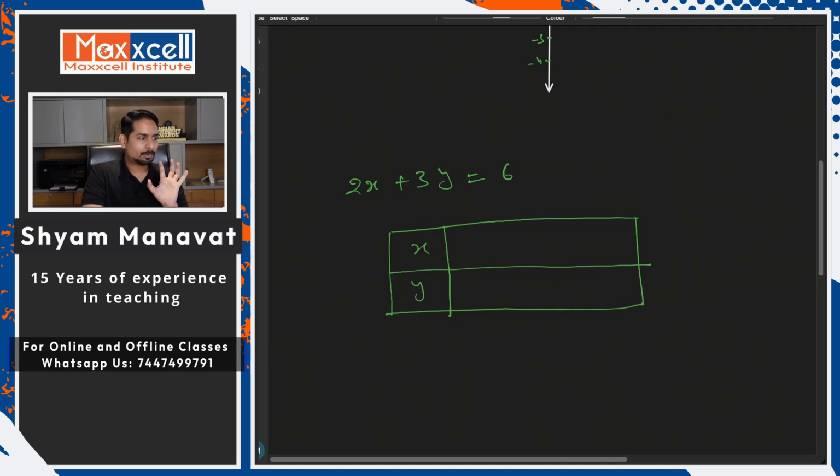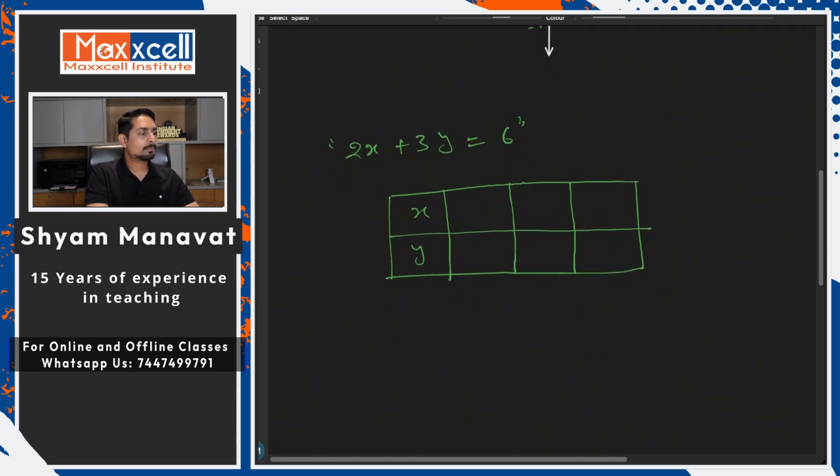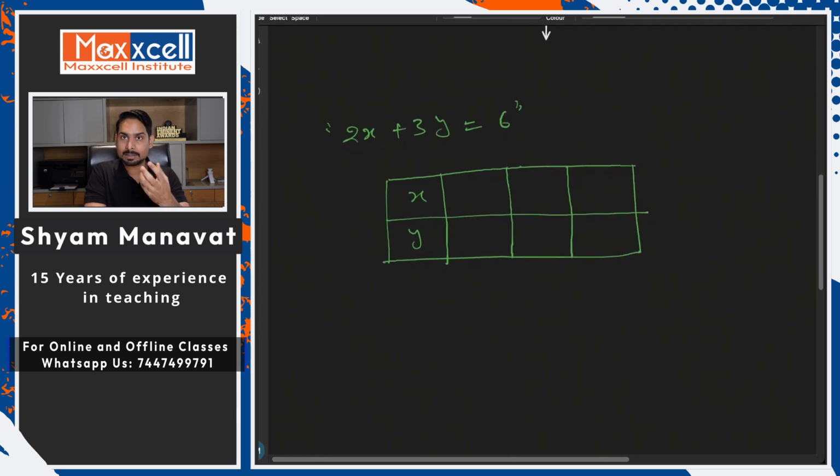So what do we do? Our objective is to find out some coordinates. Let's find out 3 points through which this line passes. So how do you find out the coordinates? You have to assume some values.